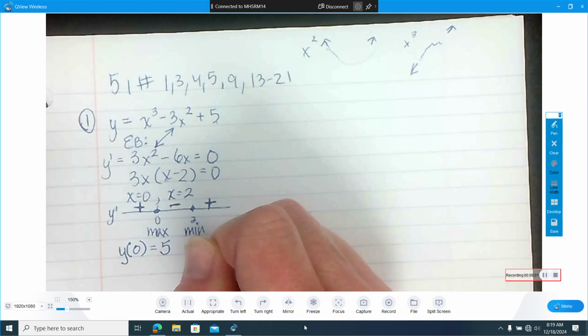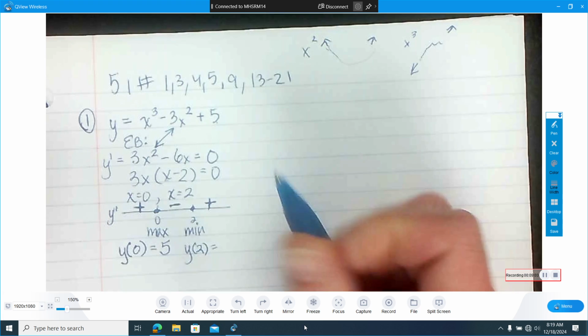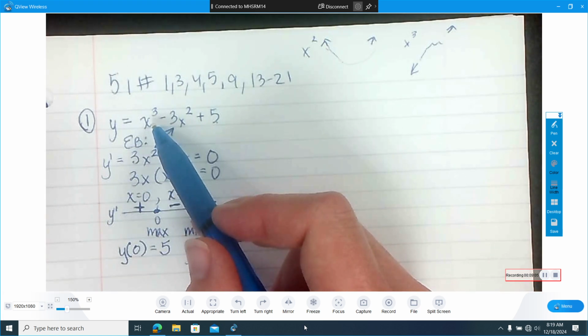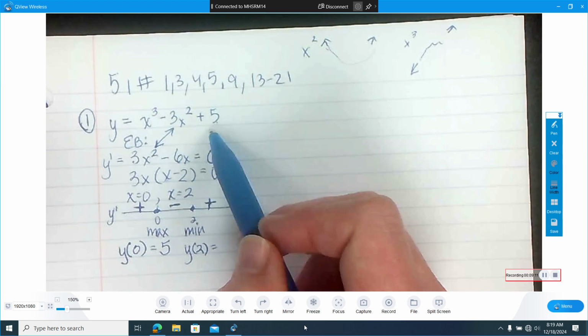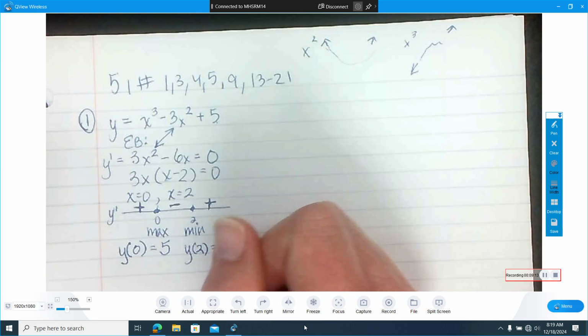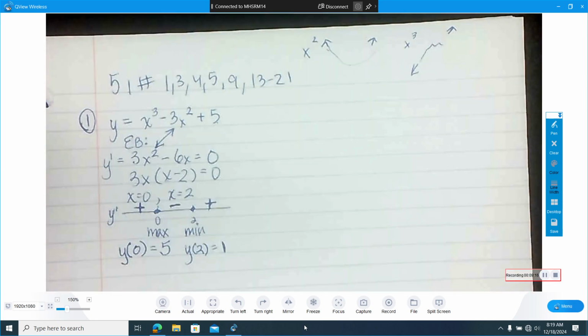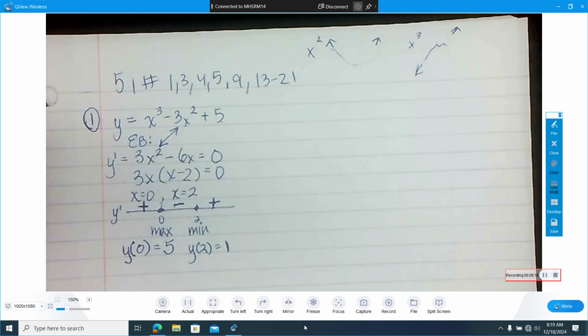If I plug in a 2, 2 cubed minus 2 cubed is 8 minus 12 is negative 4 plus 5 is 1. Yes. Okay. So we have a minimum at 2, 1.